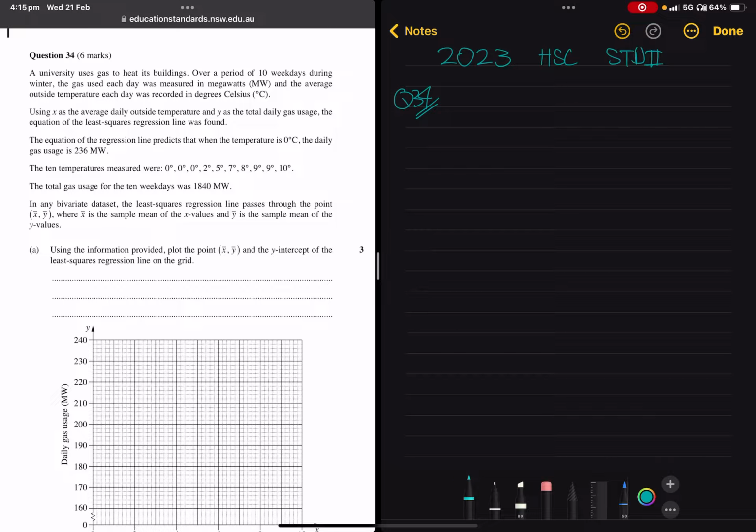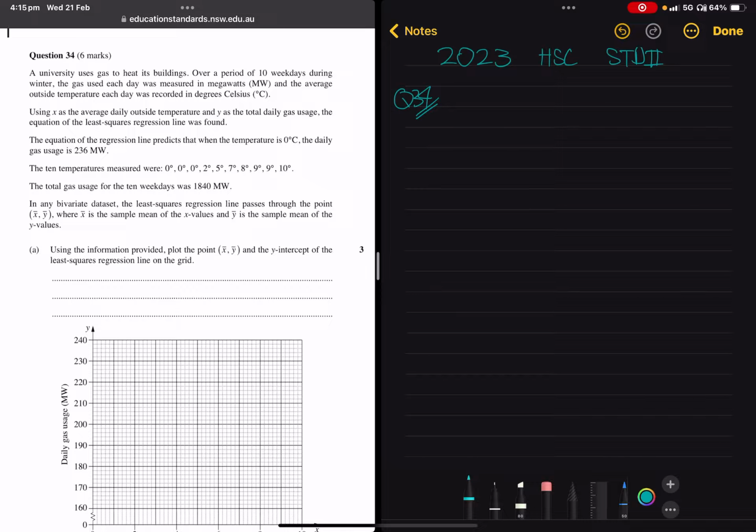So a university uses gas to heat its buildings. Over a period of 10 weekdays during winter, the gas used each day was measured in megawatts, and the average outside temperature each day was recorded in degrees Celsius. Use X as the average daily outside temperature and Y as the total daily gas usage. The equation of the least squares regression line was found. The equation of the regression line predicted that when the temperature is 0 degrees Celsius, the daily gas usage is 236 megawatts. The 10 temperatures measured were 0, 0, 0, 2, 5, 7, 8, 9, 9, 10. Total gas usage for the 10 weekdays was 1840 megawatts.